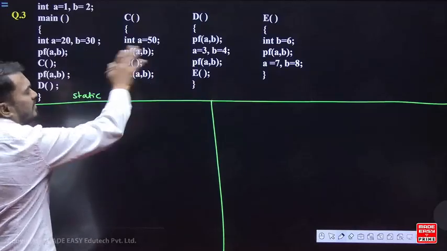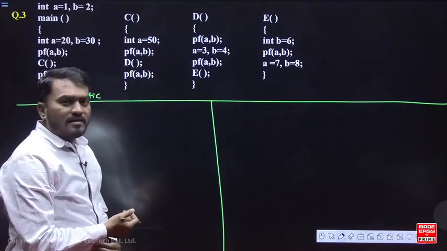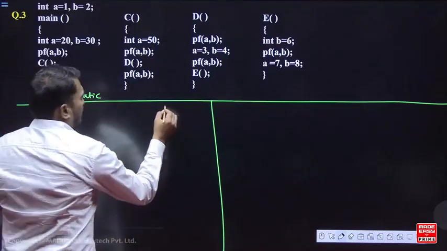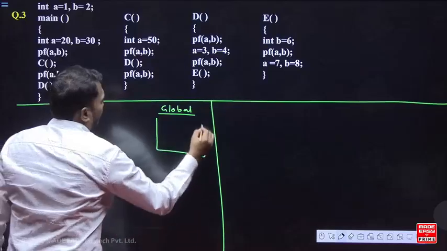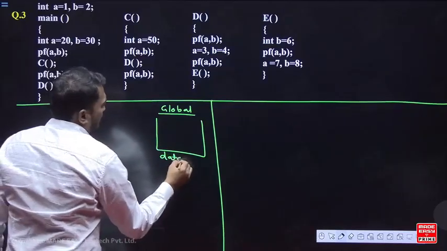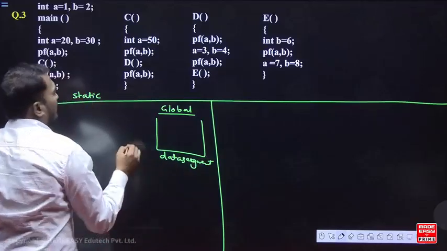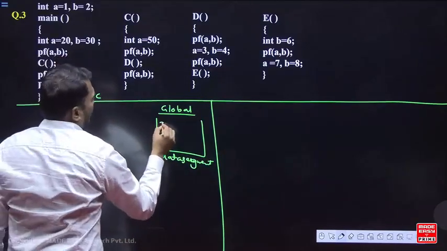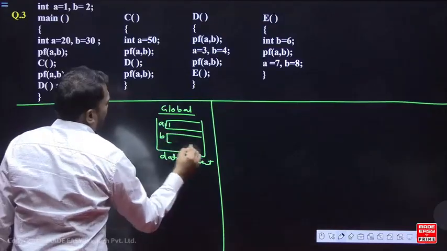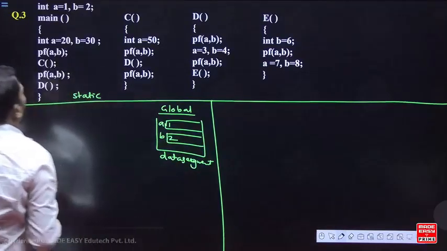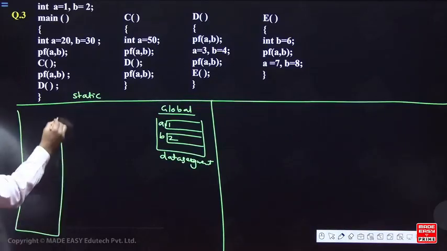When you are executing the program, for the global variable, static variable, memory is allocated in the data segment at the compile time. So here is a data segment. So what is variable A? Variable A is initialized with 1, variable B is initialized with 2. Next, the first main function will be pushed into stack.